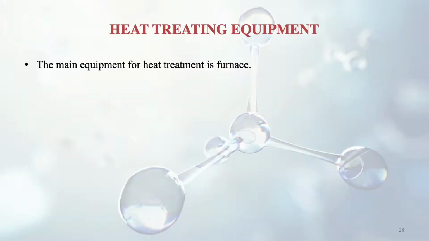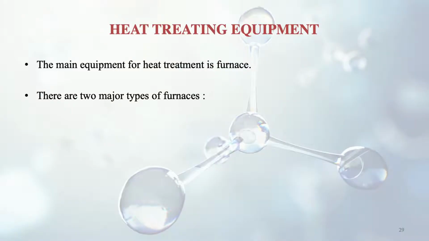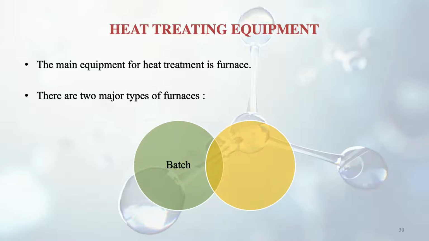So in all these things, whether it be nitriding or carburizing, we have seen that we need to heat the specimen. So for that purpose we will need equipment, and so we now discuss heat treating equipment. The main equipment for heat treatment, as we know, is the furnace, and in this case there are two major types of furnaces. One is known as the batch and the other one is known as the continuous furnace.